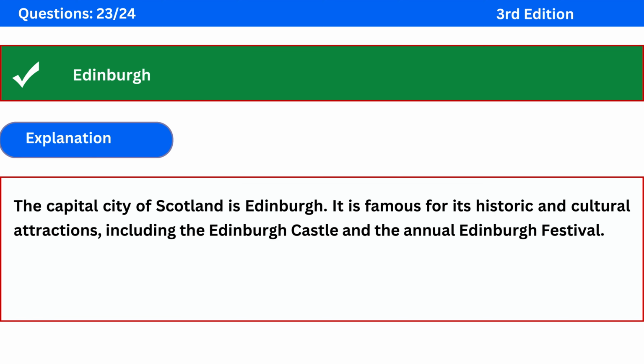The correct answer is Edinburgh. Explanation: the capital city of Scotland is Edinburgh. It is famous for its historic and cultural attractions, including the Edinburgh Castle and the annual Edinburgh Festival.